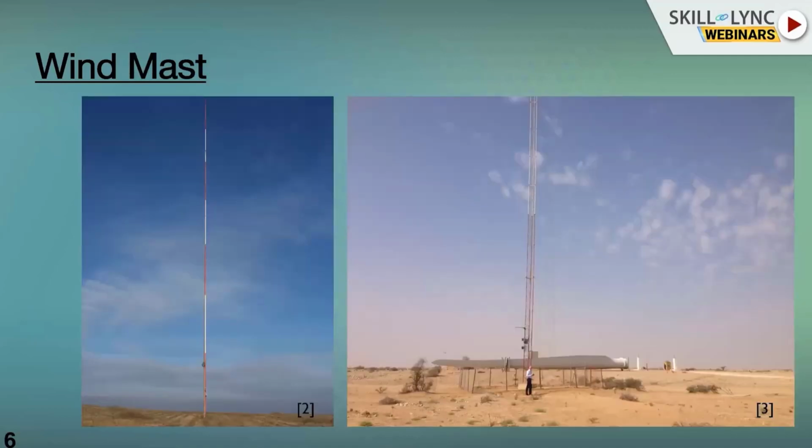So what do we have to do? In the available area, we have to install a wind mast. A wind mast is a steel structure, about 100 to 120 meters in height. For installing the wind mast, where to install it, and how to collect the data, standards are available. The International Electrotechnical Commission, IEC, releases the standards for wind masts and also for wind turbines. In the wind mast, we have to install the anemometer.